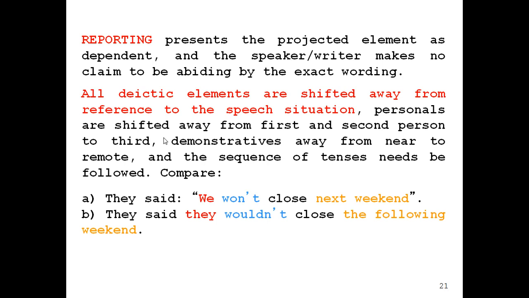They said, inverted commas, so this is a what? This is a quoted locution. We won't close next weekend. And if it's a quoted locution, what does this mean? It means that the part in inverted commas is in a paratactic relation with the projecting clause. Okay, so they can both stand alone. What about B? They said they wouldn't close the following weekend. So this is a reported locution that has the same meaning as the one in A, but you see that the tenses change.